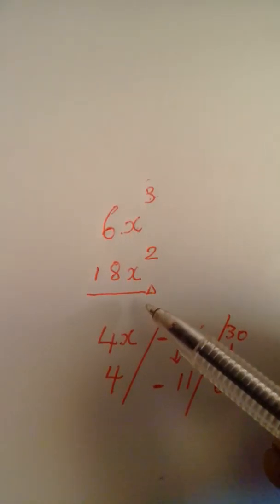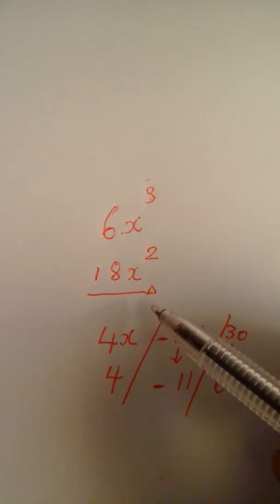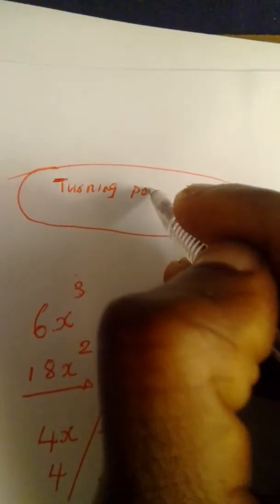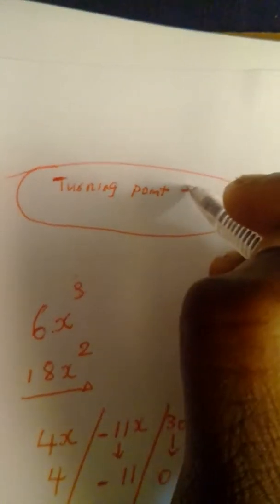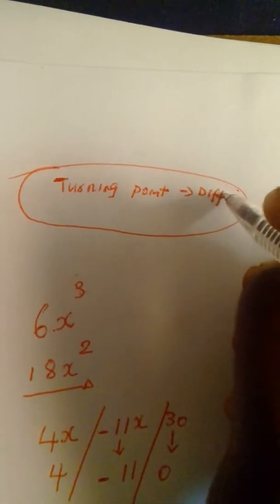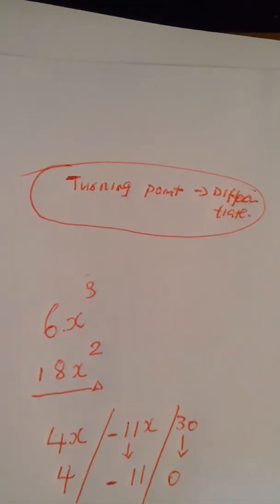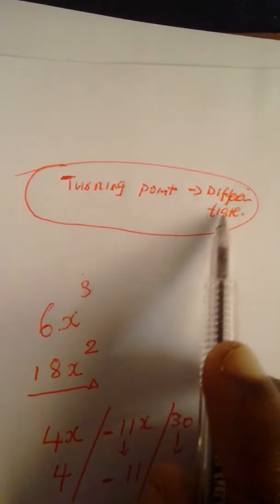Guys, you have to know how to differentiate. What I'm doing, I am differentiating. So when we calculate the turning point, you have to remember, you have to differentiate. Let me write here something like a circle, and I say to find the turning point, you have to differentiate. It's very, very important, guys. To find your turning point, you just have to differentiate.